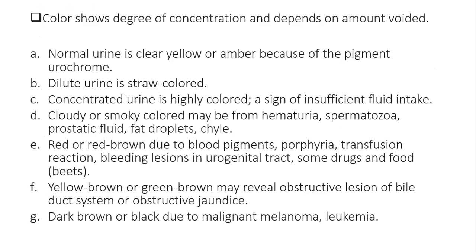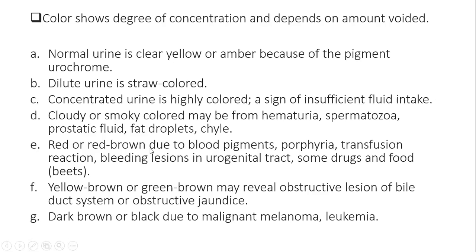The color shows the degree of concentration and depends on the amount voided. Normal urine is clear yellow or amber color because of the pigment urochrome. And dilute urine is straw colored. Concentrated urine is highly colored, and it is a sign of insufficient fluid intake. And cloudy and smoky colored urine may be from hematuria, spermatozoa, prostatic fluid, fat droplets, and chyle.